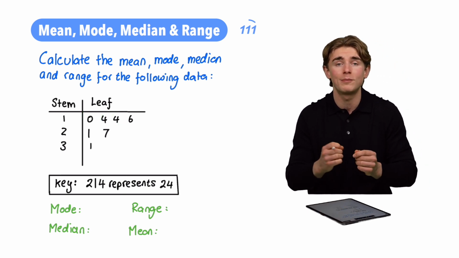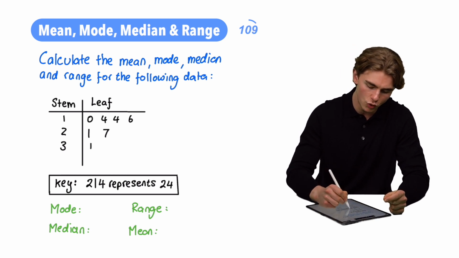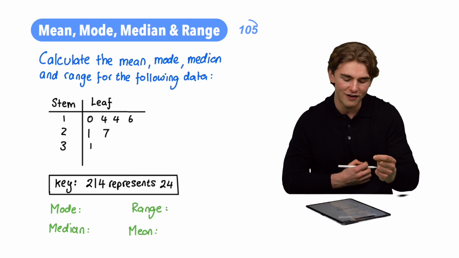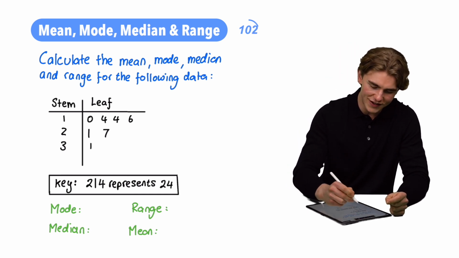So we have 1 line 4 twice. What does 1 line 4 represent? That represents 14, because 2 line 4 represents 24. The 2 is in the tens column, the 4 is in the units column, so we have 14 as our mode, 14.